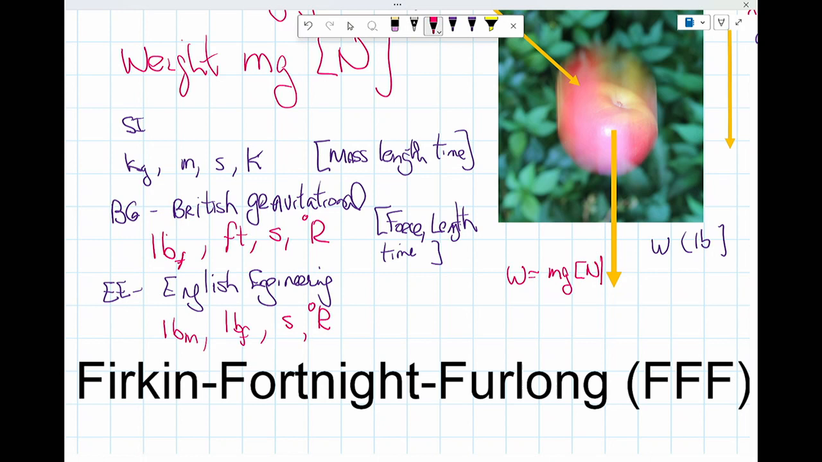I will confess, I cannot do calculations in English units or British gravitational units. If I'm doing calculations, I use SI, and then I translate back into whatever units I'm using. It is important to be familiar with these. You deal with a lot of customers in the end who expect things to be in inches, pounds, and various other terms.